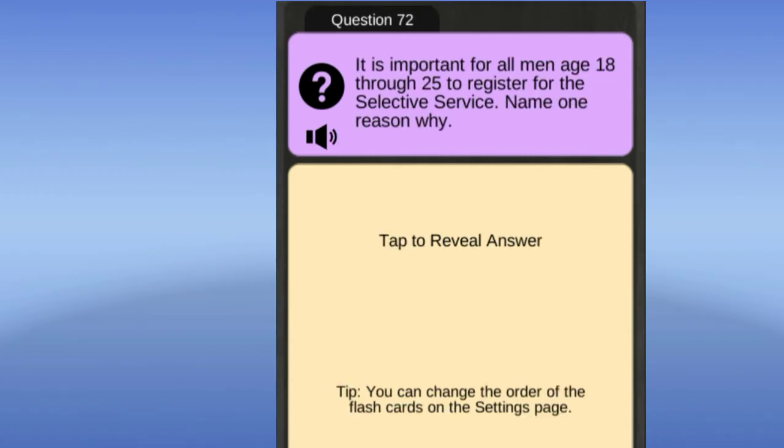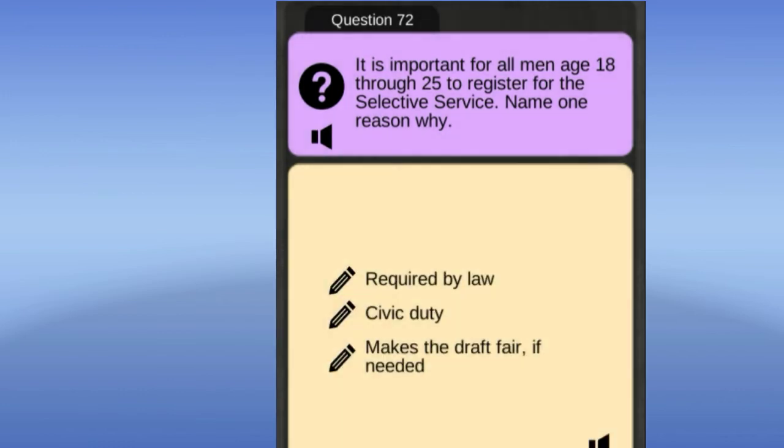It is important for all men age 18 through 25 to register for the Selective Service. Name 1 reason why. Required by law. Civic duty. Makes the draft fair, if needed.